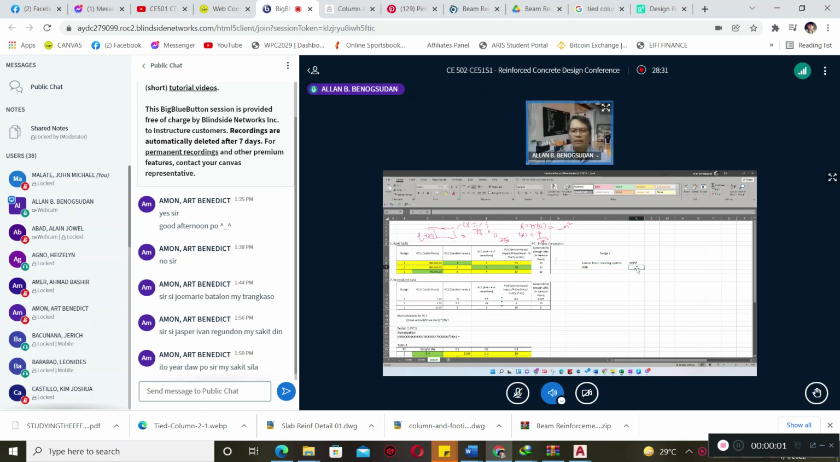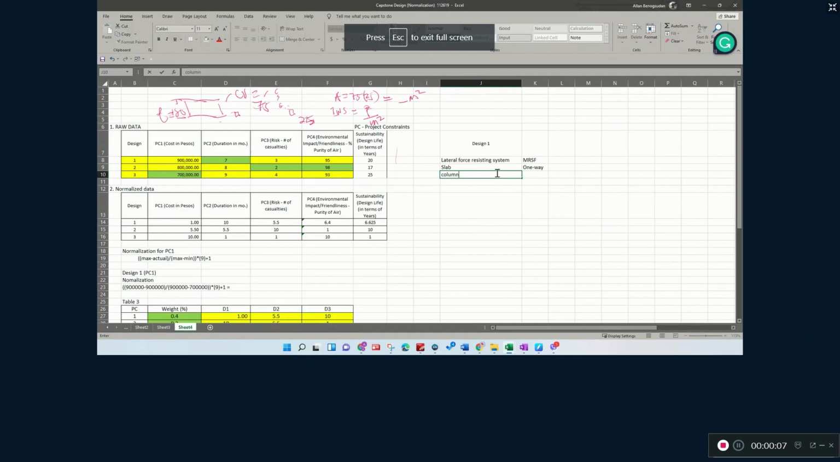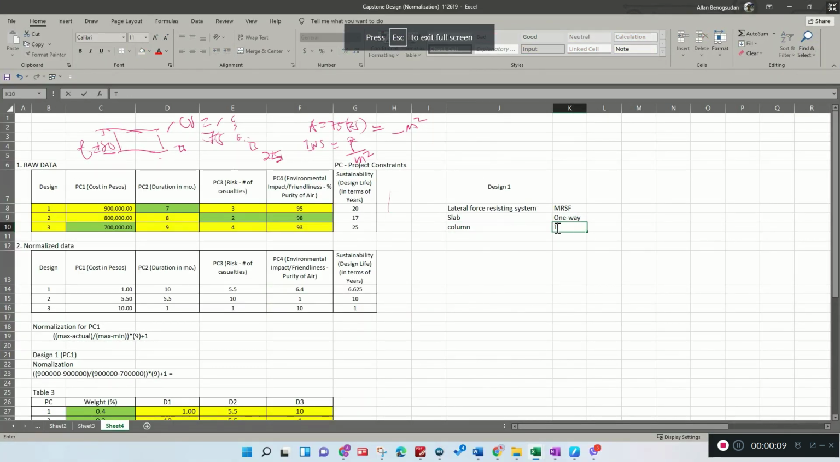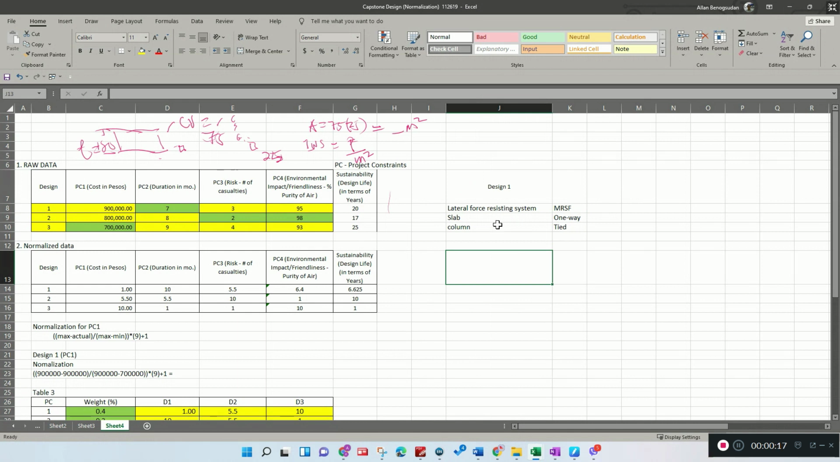One way, and your column is, say for example, die. Okay. Now, of course, we can replicate this. Okay, I'll put that one here.